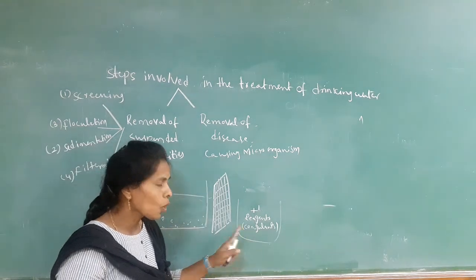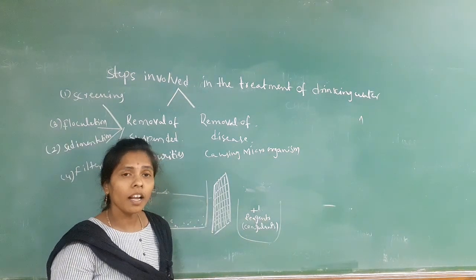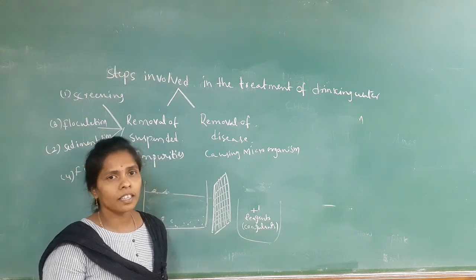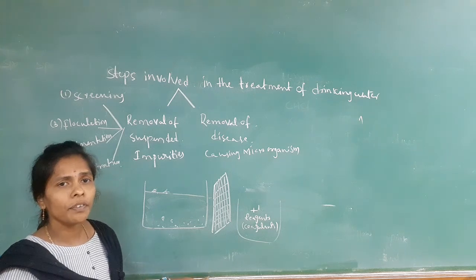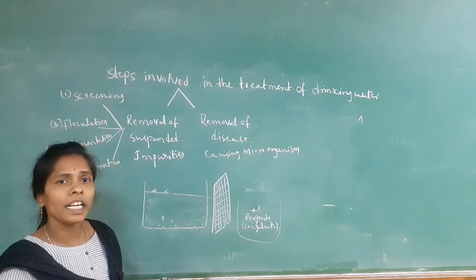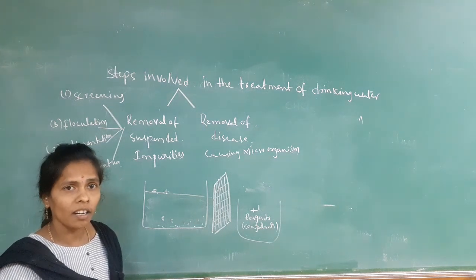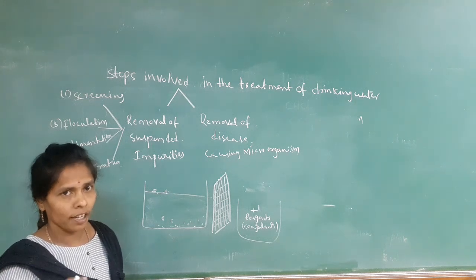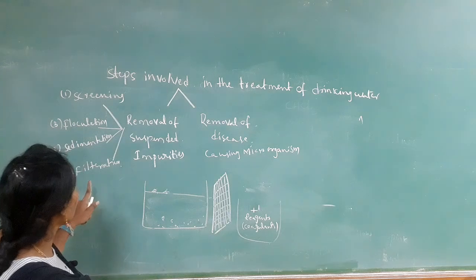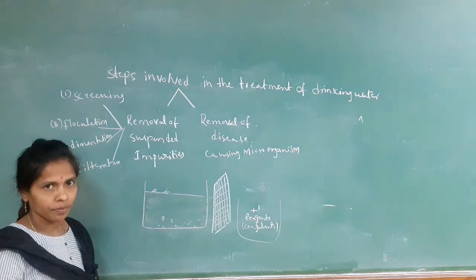Generally here the coagulants are alums. Alums are nothing but aluminum containing compounds. Generally we use potassium alum and sodium alum as the coagulant to remove the medium density impurities in the water sample. And the last one is the filtration.